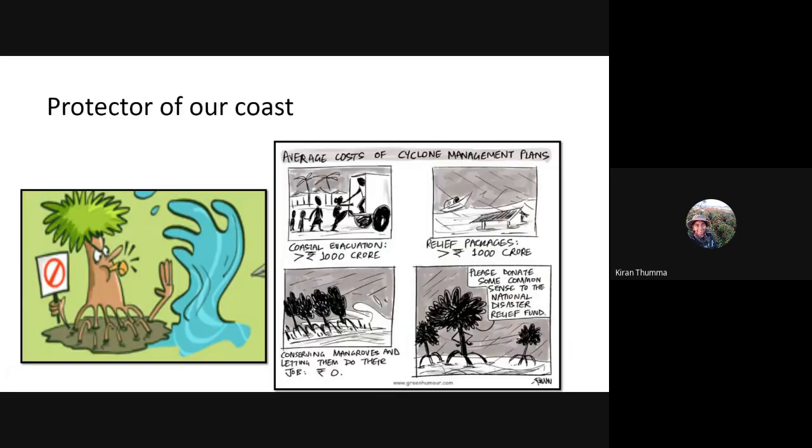And also mangrove protects us on the coast. Mangrove protects us from tsunami, cyclone, floods, all kinds of natural disasters. We spend crores of rupees in disaster management and relief packages, but mangrove can protect us free of cost. Prevention is better than cure. So that's why I think mangrove plantation or safeguarding mangroves is very important.